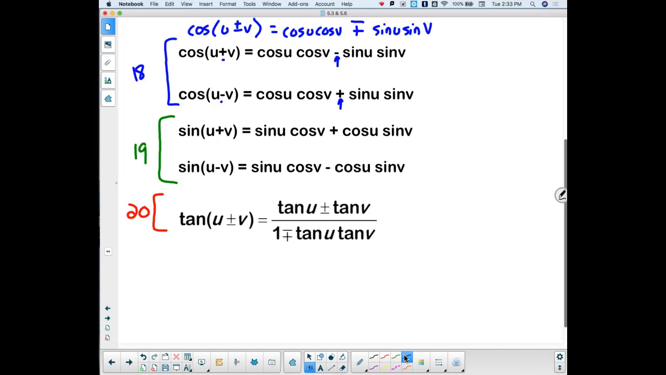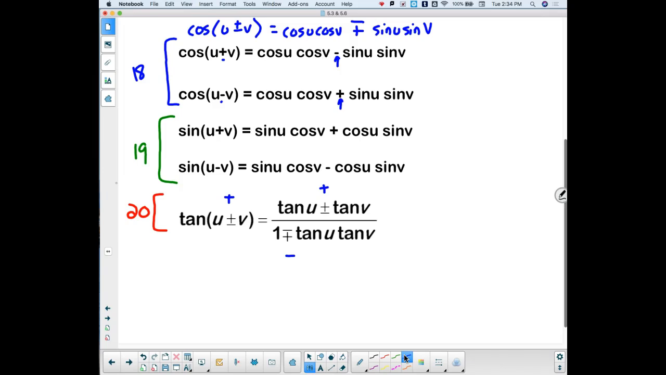Just know, with all of these formulas, 18, 19, and 20 on your unit circle, if you're adding, that means you're on top of whatever symbol it is. So then you would be subtracting over here because subtraction is on top. Tangent is another good example of it. If we're adding here, that means I'm adding there and subtracting in the denominator, because that's the top symbol of all of those. Okay?